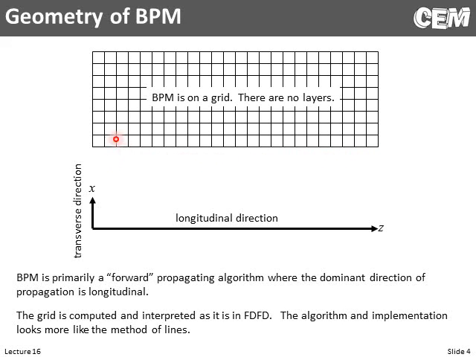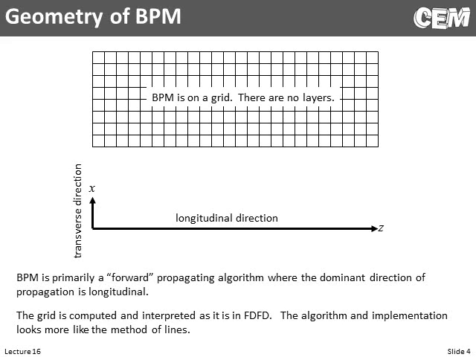But notice we're calculating the fields here without any knowledge of what's going on the right-hand side of the grid. So if there are any objects out here that would reflect waves, clearly we can't know that on the left side of the grid. So the beam propagation method almost always ignores backward reflected waves. Now, that is fixable, and we'll talk about that later.